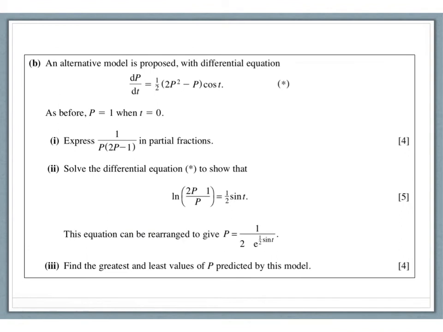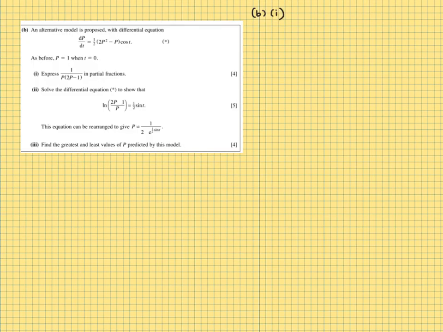So part B, an alternative model, is proposed with the differential equation here, slightly more complex, and we're given the same initial conditions here. So our first task is to express 1 over p bracket 2p minus 1 in partial fractions. So let's do this.